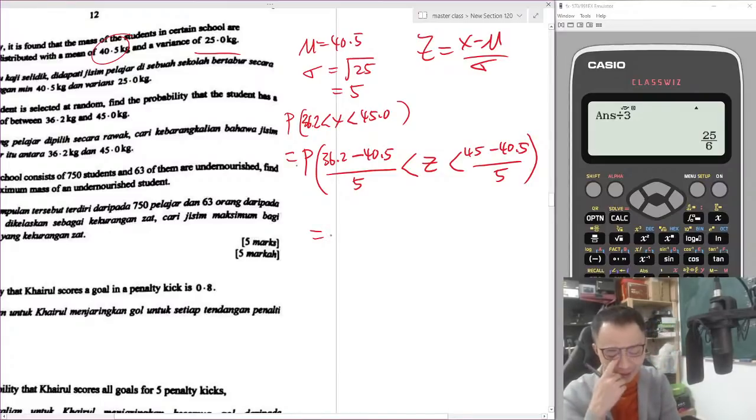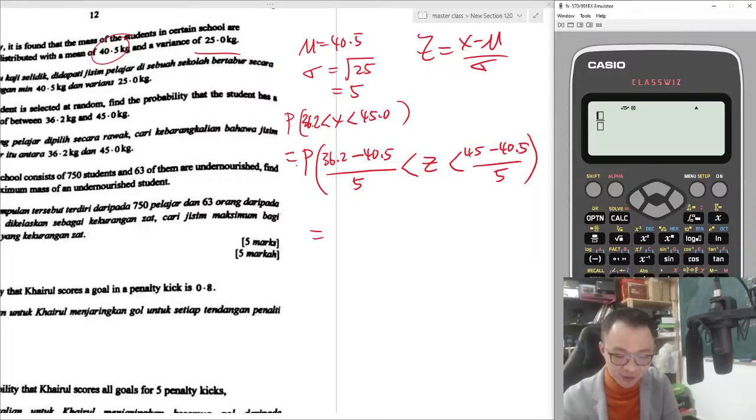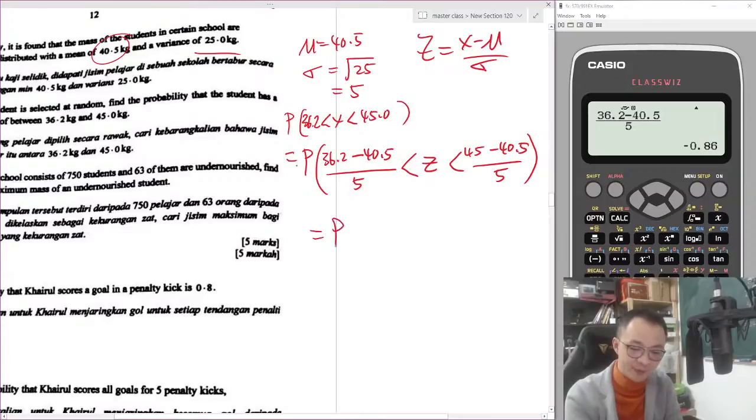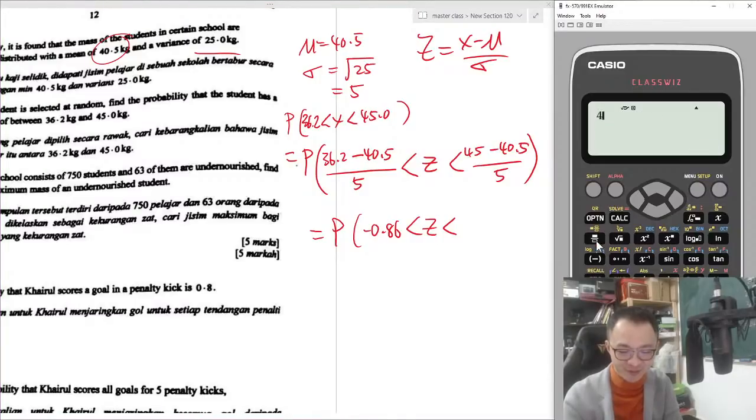Okay, use a calculator. Right now, 36.2 minus 40.5 over 5. Negative 0.86. Alright, and for the upper value, put a fraction: 45 minus 40.5 divided by 5. Okay, 0.9.